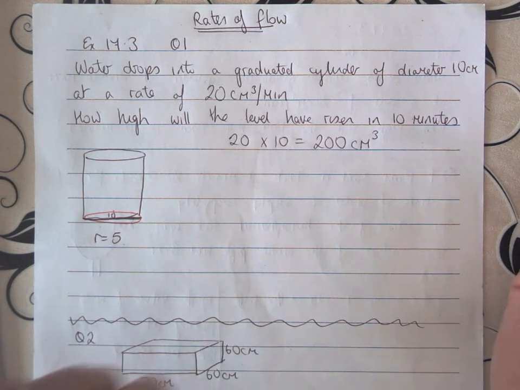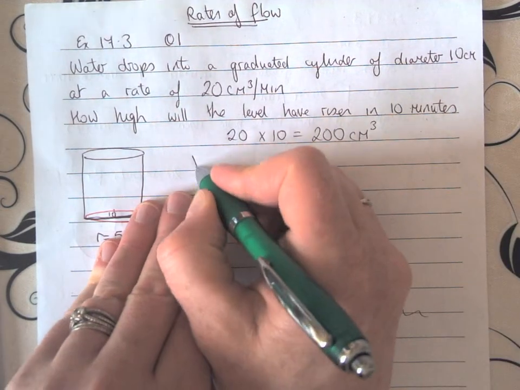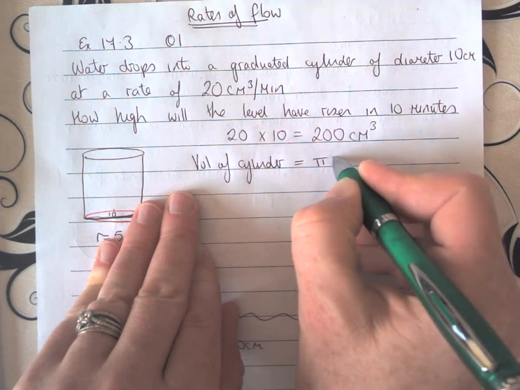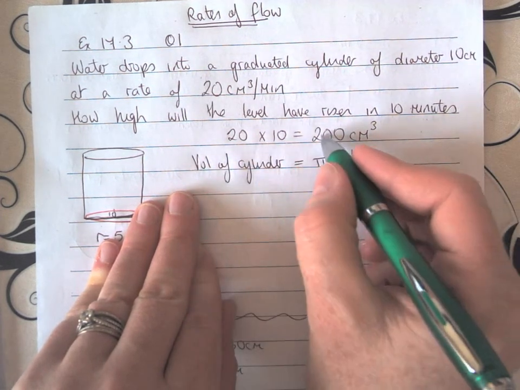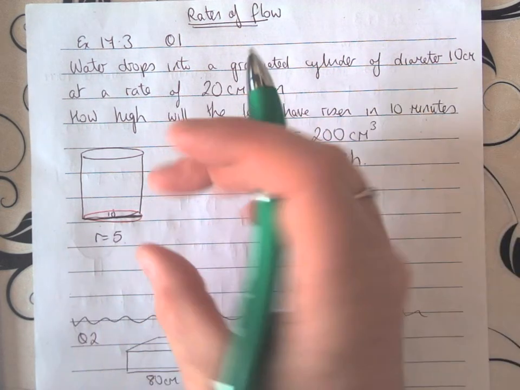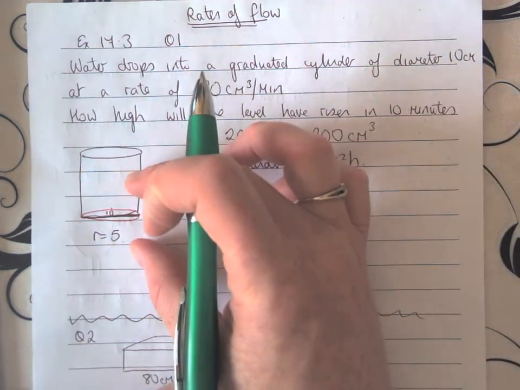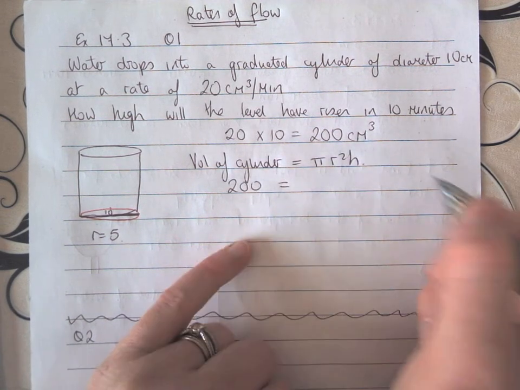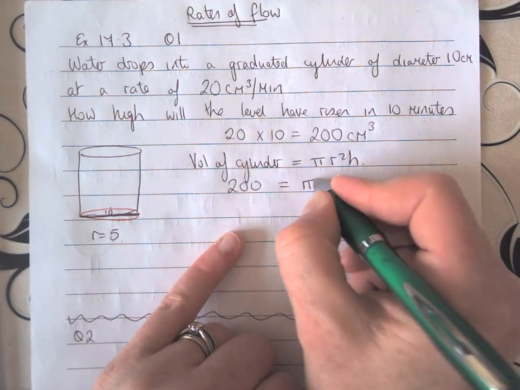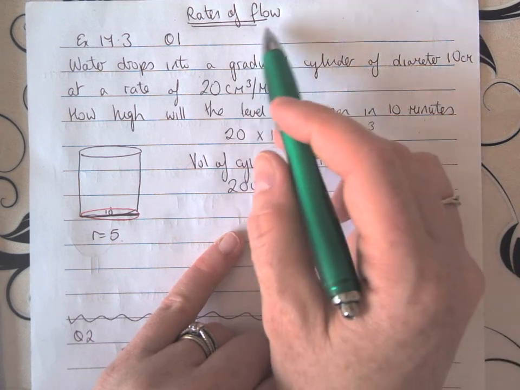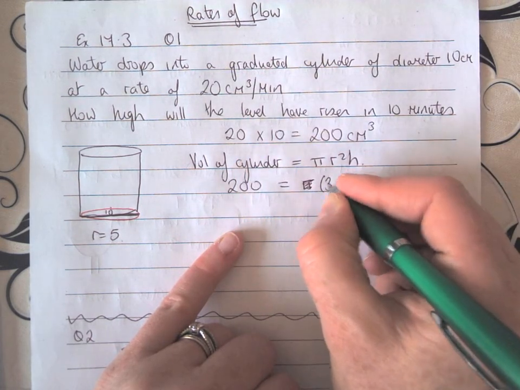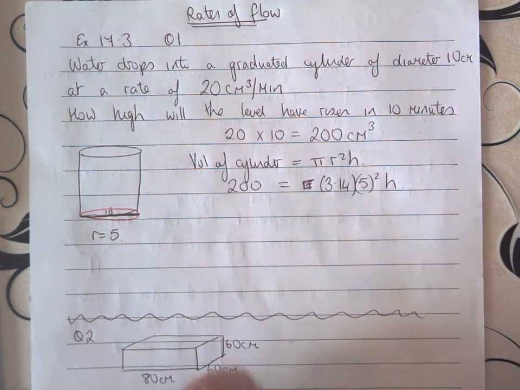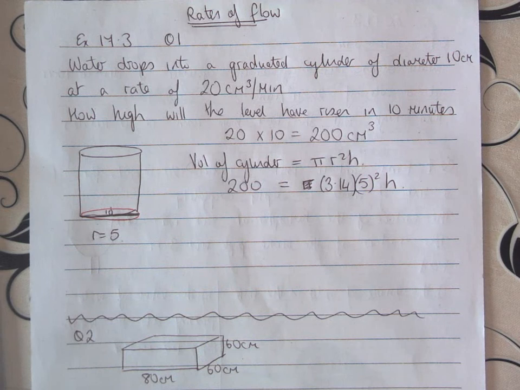Okay, so now we're going to do the volume of a cylinder formula, which is pi r squared h. The volume of the cylinder is 200 centimeters cubed. It's not the volume of the whole cylinder, it's the volume of water in the cylinder. Okay, but that itself is a cylinder shape as well. So pi, in this exercise they told us use 3.14 for all questions. R is 5 and h is what I'm looking for. We want to know how high the level of water in the cylinder will be.